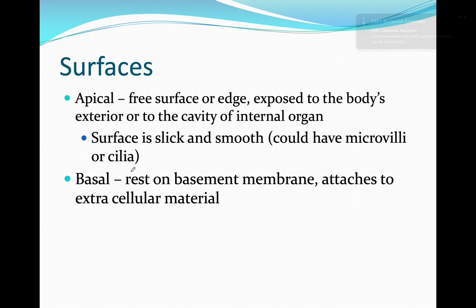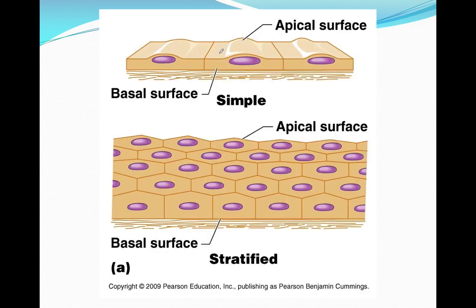We have 2 surfaces: apical and basal. Apical means the top, and basal means the bottom. So if I have 1 layer, apical is the top and basal is the bottom of the cell. If I have multiple layers, apical is going to be the top of the top layer and basal is going to be the bottom of the bottom layer.